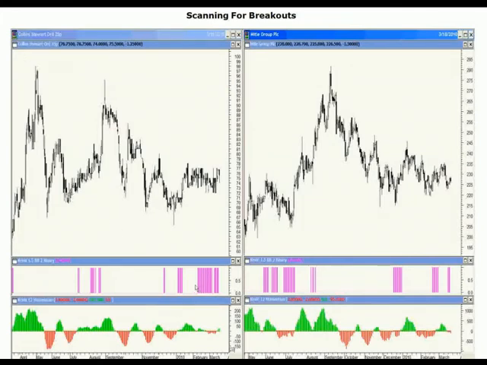We can see that Collins Stewart has been in a trading range now for quite some time and is just showing signs of breaking out. The Mitie Group has been slightly more erratic, but we may have a potential setup here also. And you can see the momentum indicators at the bottom here giving us a slight heads up on the long side for Collins Stewart and a potential breakout to the short side for the Mitie Group.